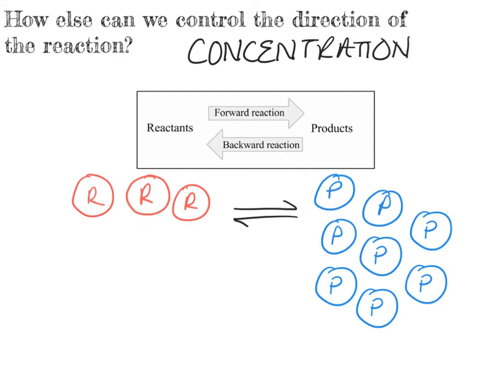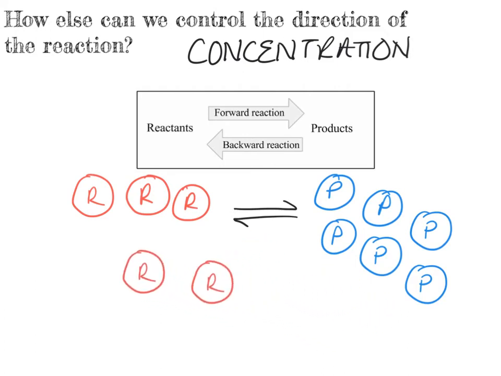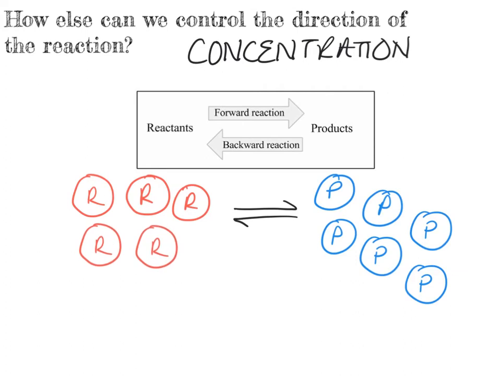Well, we remove some reactant, and the reaction says, I was balanced before, I was stable, I was at equilibrium, and you've changed it, so I'm going to fix that. You've taken reactant away, so I'm going to put more reactant back. And the only way the reaction can do that is by taking some product and turning it into reactant. And it puts it back, okay?